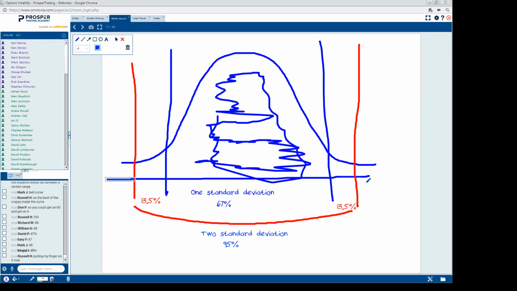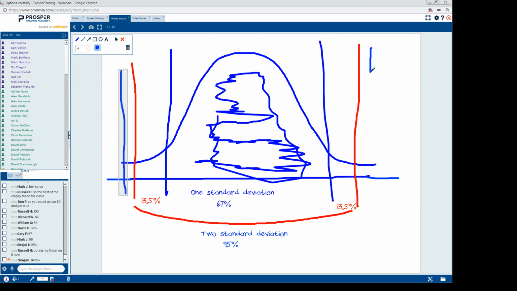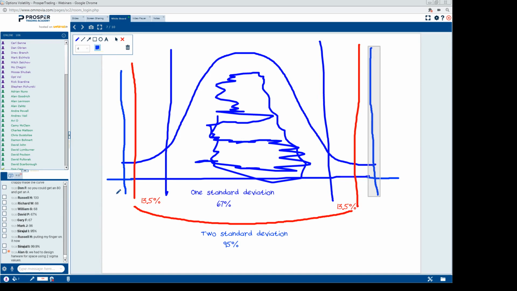Let me extend this line here a little bit. 3 standard deviation would come in. Again, please don't take my awful drawing directly to heart. 3 standard deviation adds in roughly another 4%. Okay, so basically 2% on either side.